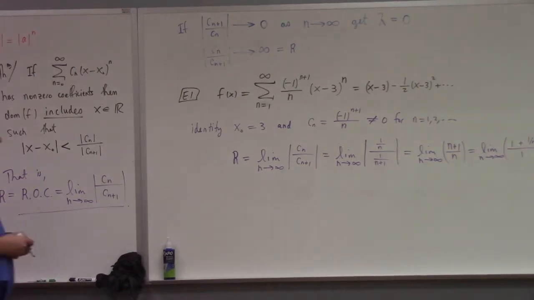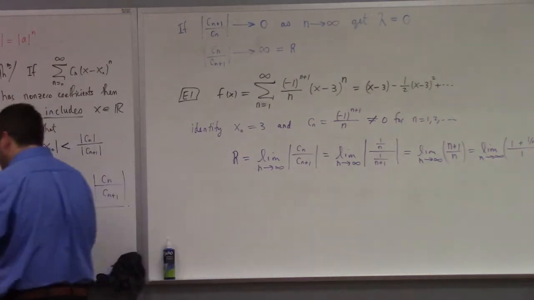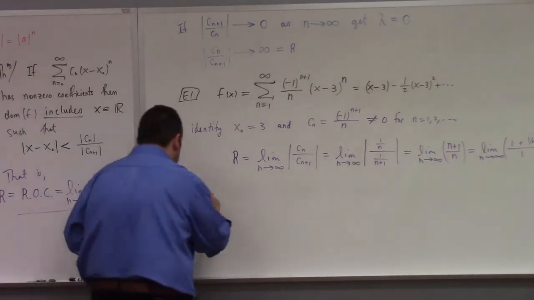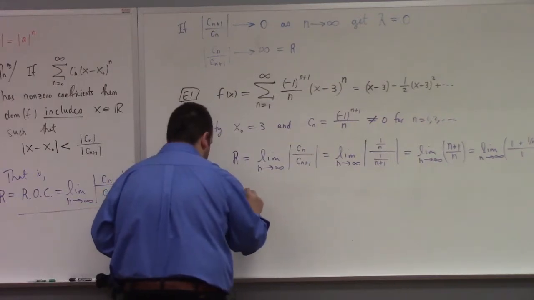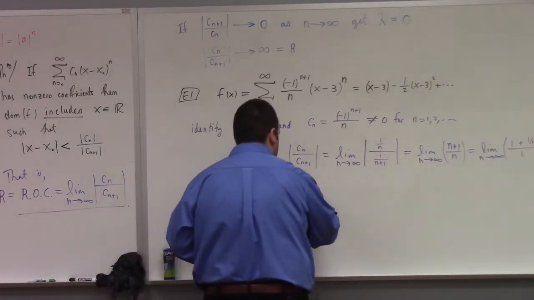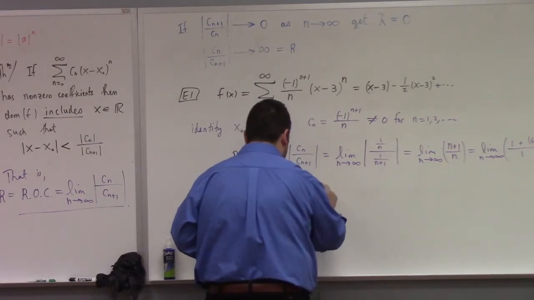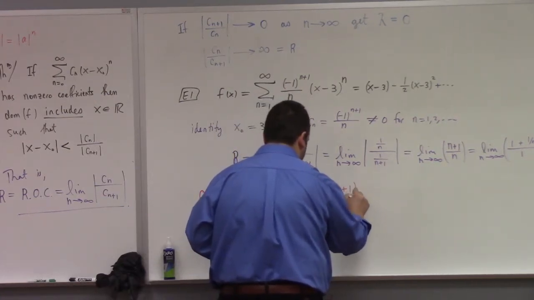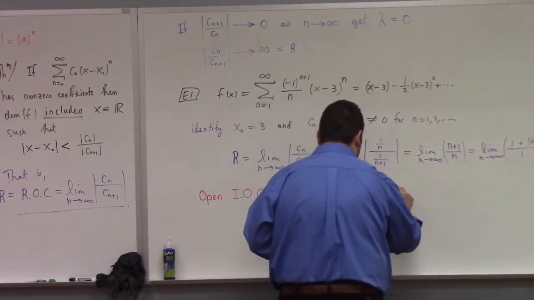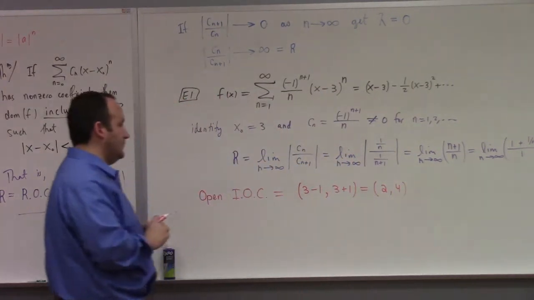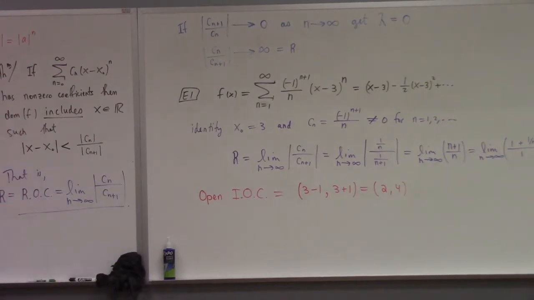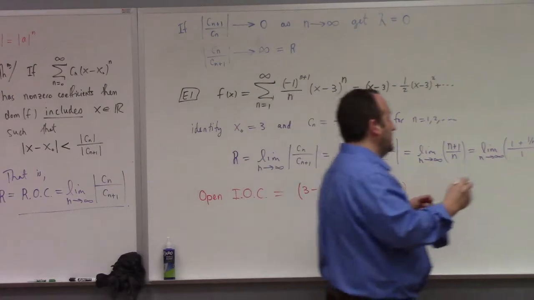All right. So what's the open interval of convergence here? Open IOC is 3 minus 1 to 3 plus 1. In other words, 2 to 4. This power series has a domain which includes at least 2 to 4. The endpoints are not necessarily included. How do we check the endpoints then? Plug them in. Right, so let's do that. Check endpoints.